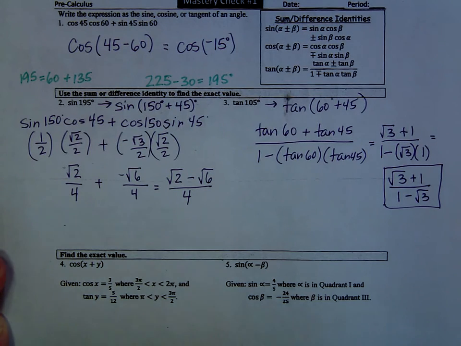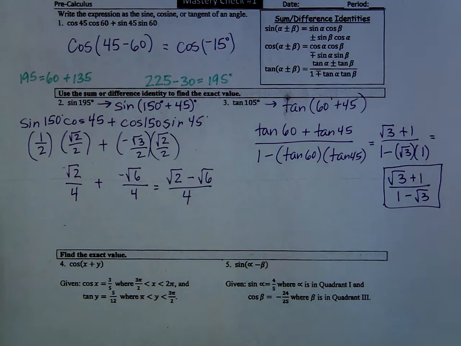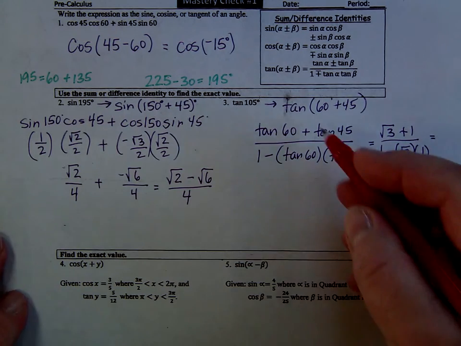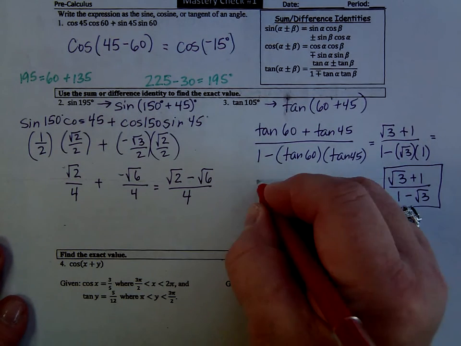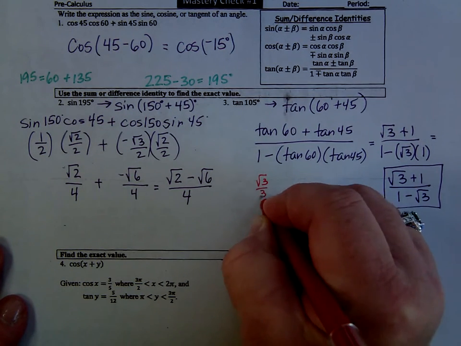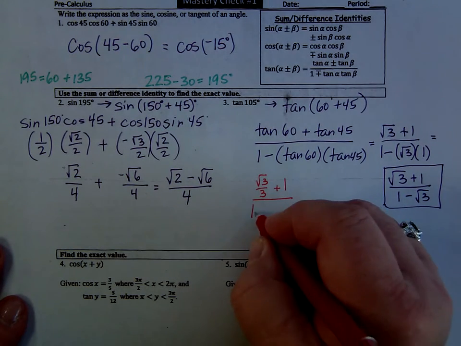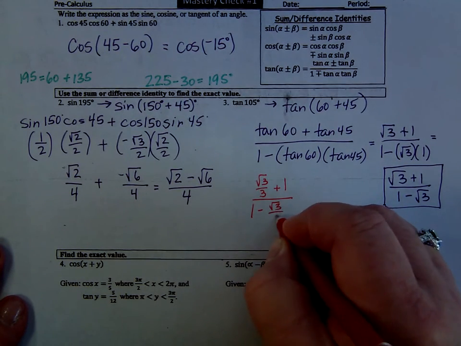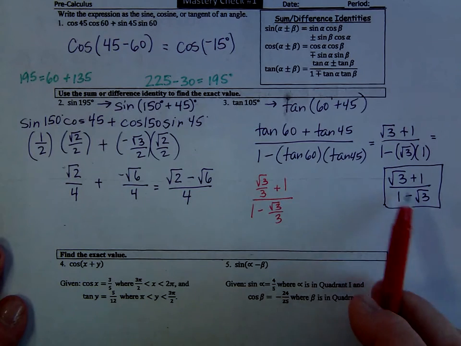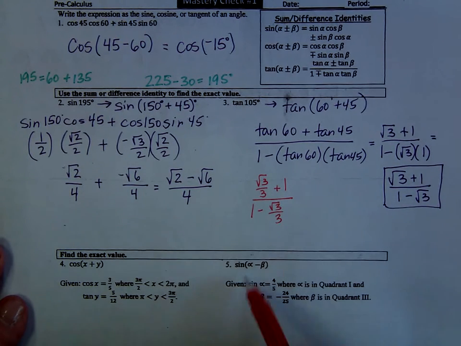So the other thing I want to show you that comes up in the video, and let me change my color here, is something that looks like this. You'll get an answer. You'll do all this work, and you'll get something that looks like this. The square root of 3 over 3 plus 1 over 1 minus the square root of 3 over 3. So what if instead of just the square root piece, I got these crazy fractions? That you do want to take one more step, and it's really simple.